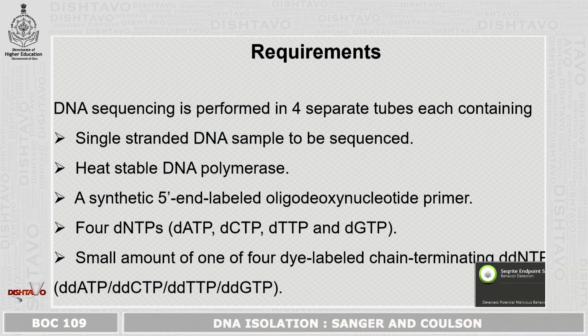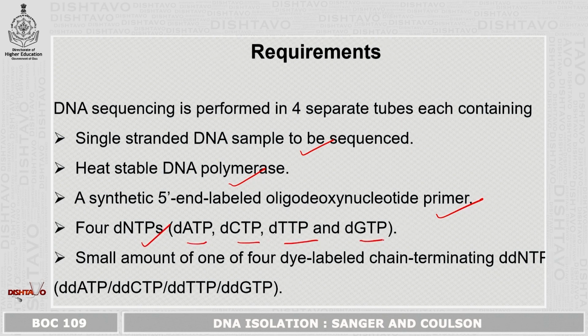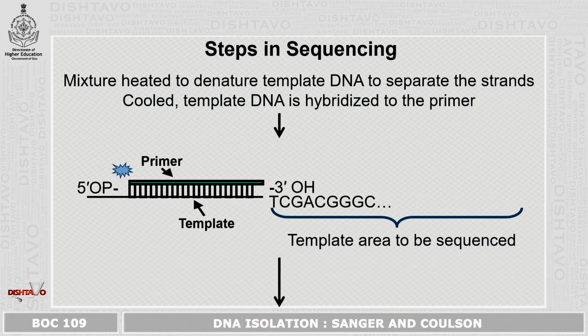The requirements for this procedure: it will be performed in 4 separate test tubes, and each test tube will have a single-stranded DNA to be sequenced, then a heat-stable DNA polymerase, a primer, 4 deoxynucleotide triphosphates, adenine, thymine, cytosine, guanine, and very small amounts of the 4 dye-labeled chain-terminating dideoxynucleotide triphosphates.